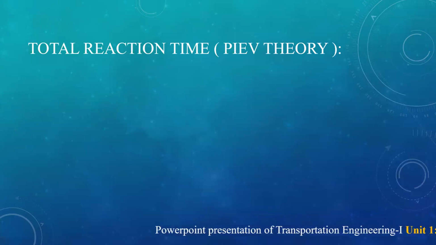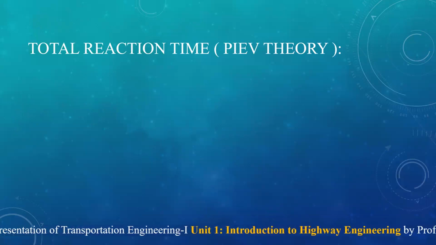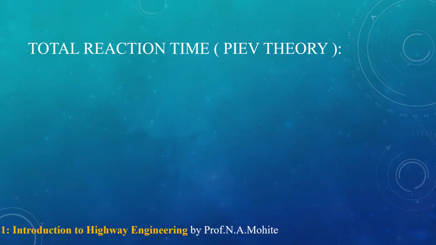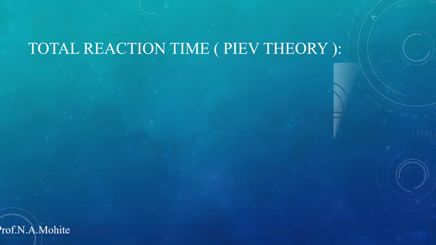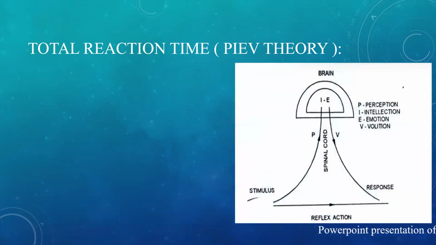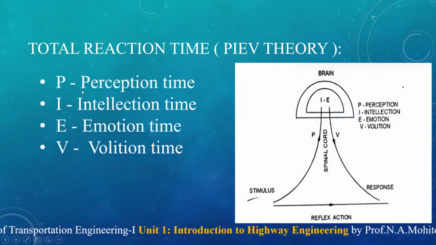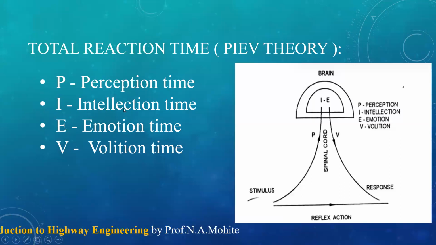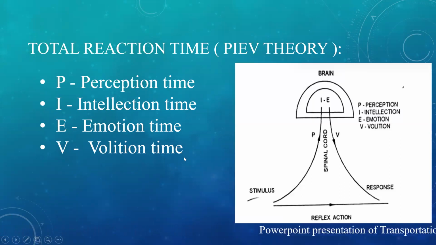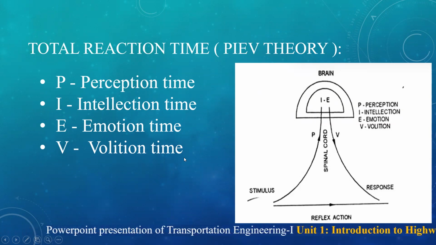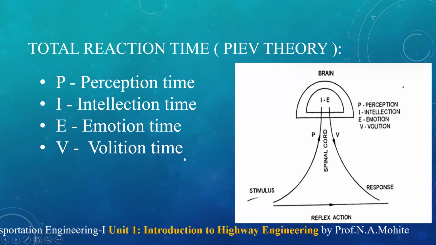So the next point is the total reaction time, which is also known as the PIEV theory. That is perception, intellection, emotion, and volition. P stands for perception time, I stands for intellection time, E stands for emotion time, and V stands for volition time. So we'll see what this theory is actually meant for.